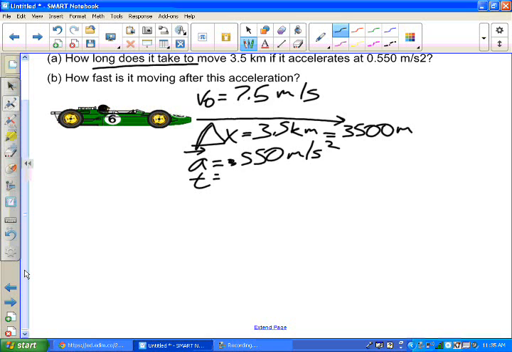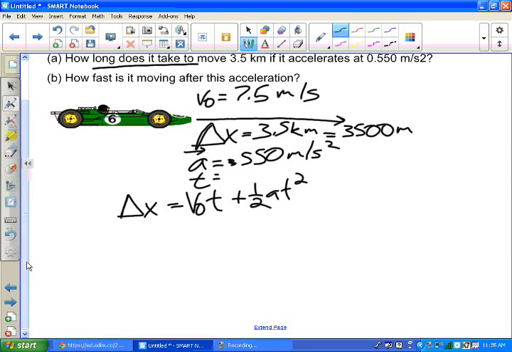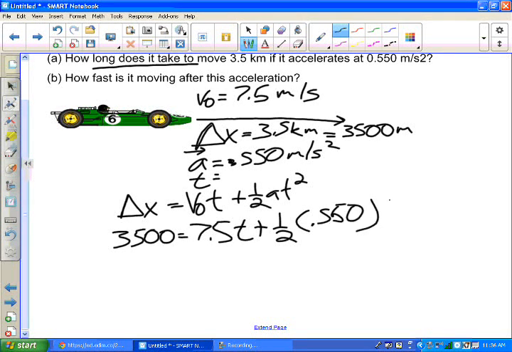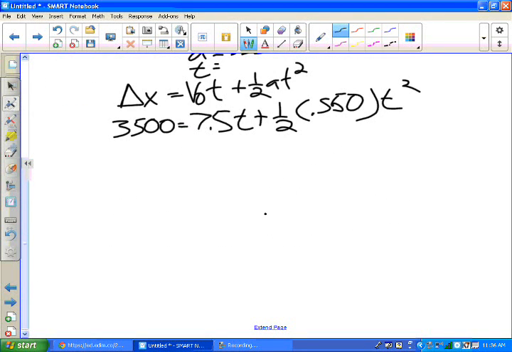So I look for a kinematic equation that has an initial velocity, an acceleration, and a time. So I could use delta x is equal to v naught times t plus 1/2 a t squared. Let's plug in the numbers and then go from there. So my delta x, or displacement, is 3,500. My initial velocity is 7.5 times t plus 1/2 times my acceleration, 0.550, times t squared.